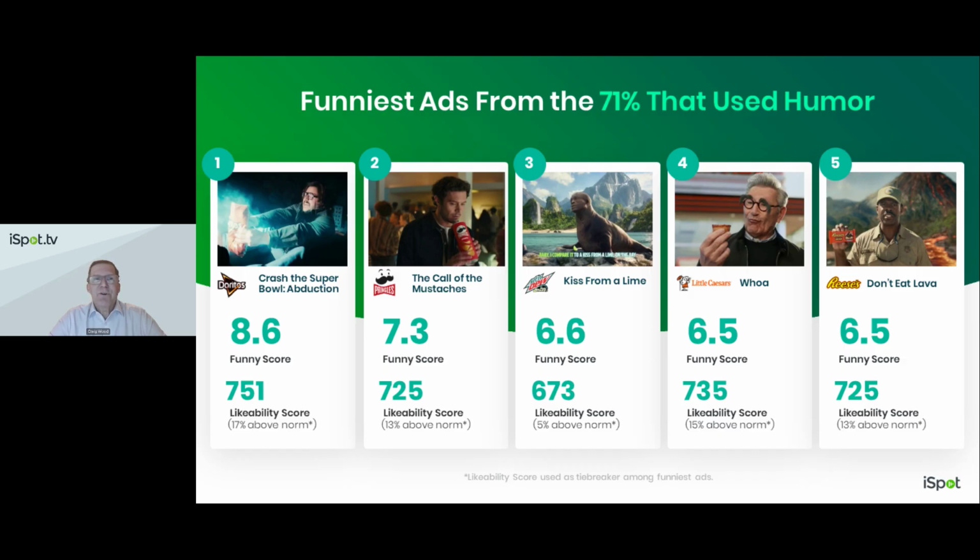Mountain Dew is a little bit more targeted. Their ads tend to perform well among males and younger males in particular, so that score is a little bit lower than the other ads on this list.